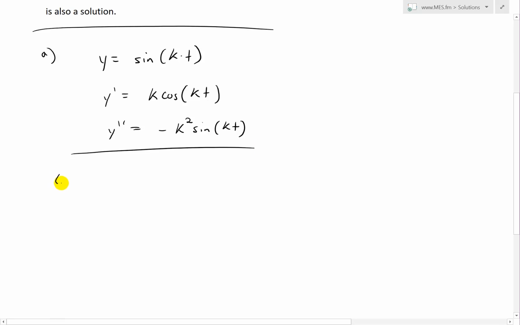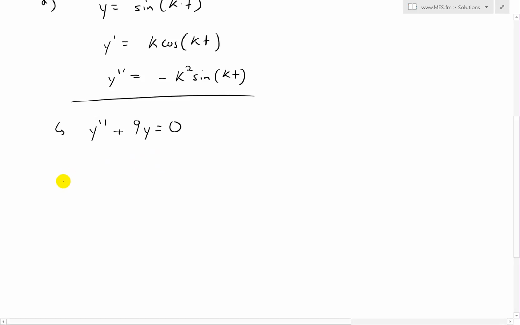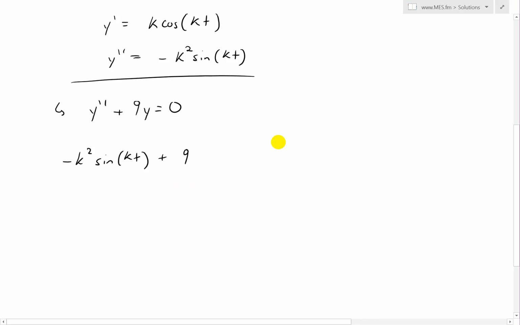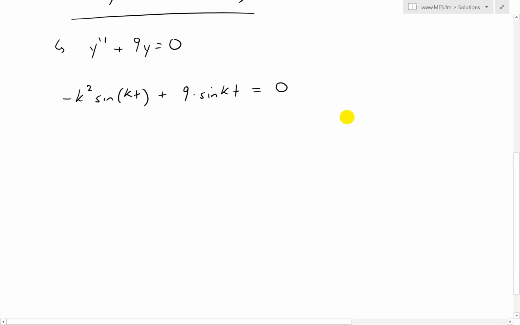So let's plug this inside our y double prime plus 9y equals 0 differential equation. What we end up having is negative k squared sine kt plus 9, so that's our y double prime, and then our y is sine kt, plus 9 times sine kt equals 0. So we can put a bracket like that. Now what I'll do is factor out the sine kt.